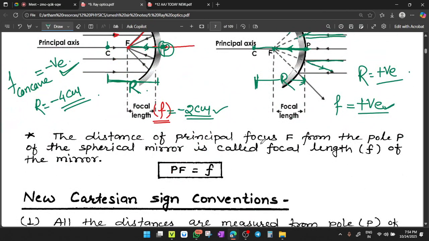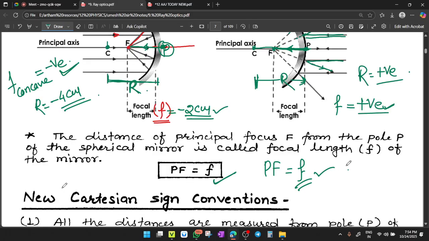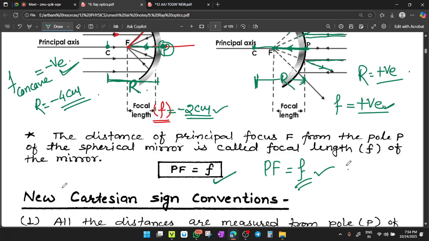The distance of the principal focus from the pole of the spherical mirror is called the focal length of the mirror. The focus point is represented by capital F, but the focus distance, that is called focal length, is represented by small f. So P to F is called small f.